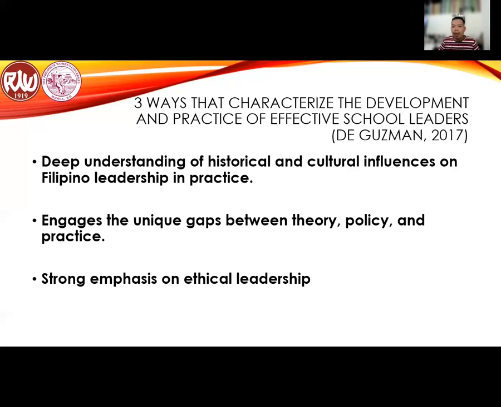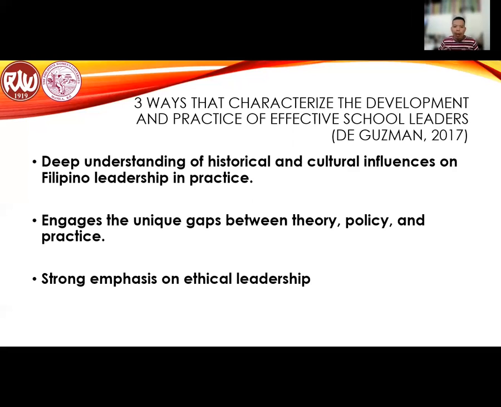Finally, the development of school leaders and practice of leadership in the Philippines has a strong emphasis on ethical leadership. This is critical, as leaders are there to stand up to cultural dynamics manifest as corruption and nepotism.